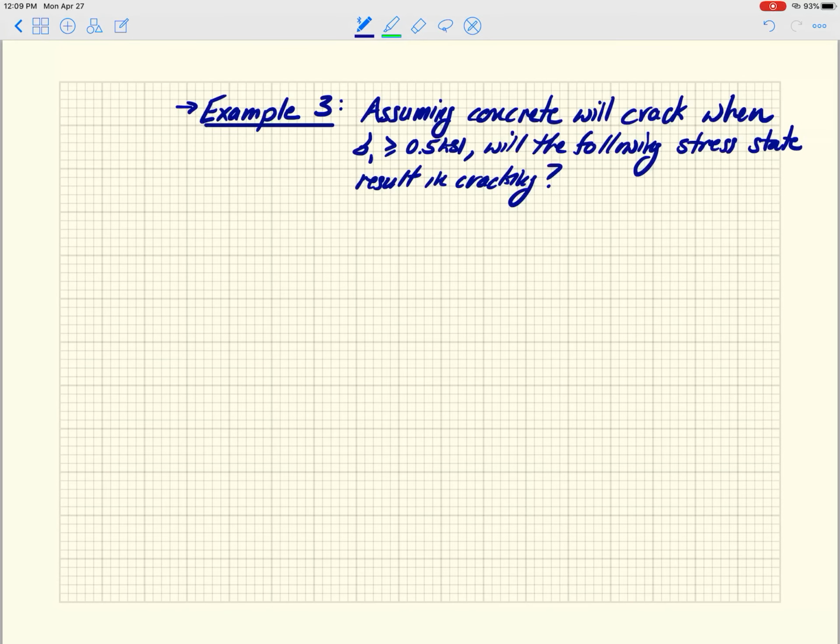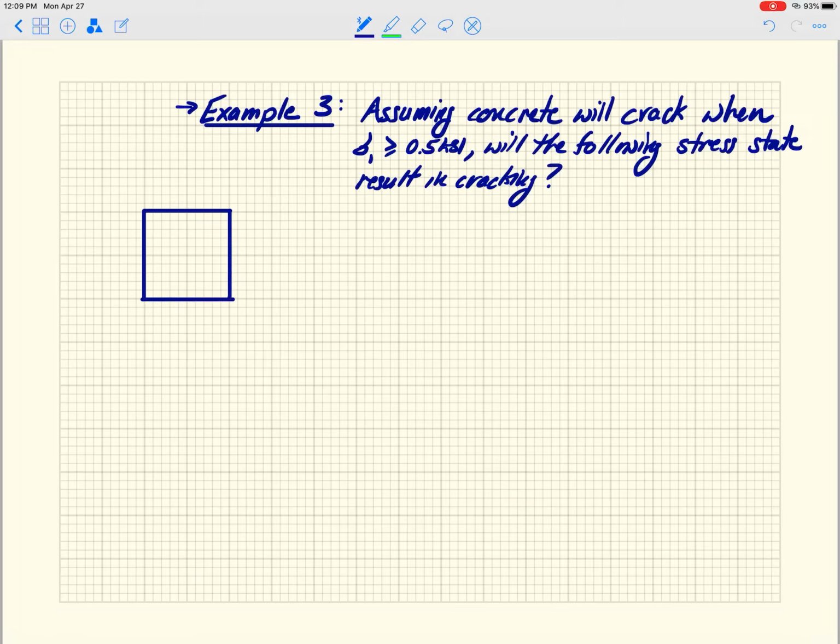All right, so I'm going to do, I think, two more examples here. This is example 3, and then we'll put up one more after this, example 4, and you've got a homework assignment now. So hopefully this should be enough to get you on the right track here. So this particular example, I'm going to give you a stress state, and it looks like this.